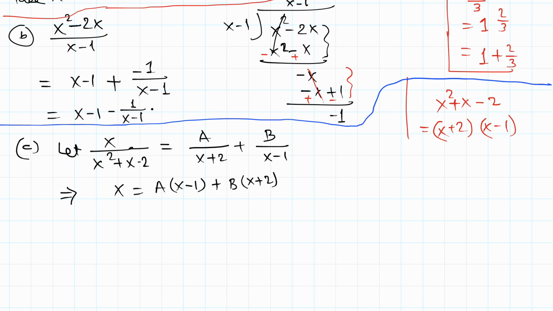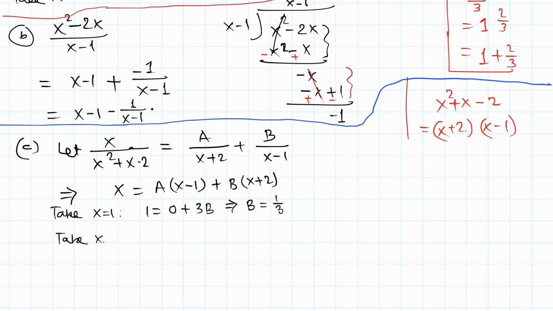If we take x equals 1, 1 minus 1 is 0. Take x equals 1. This is 1 equals a times 1 minus 1, 0, plus b times 1 plus 2, 3. b times 3, 3b. Okay, that implies b equals what? 0 doesn't count. 1 equals 3b, so b equals 1/3.